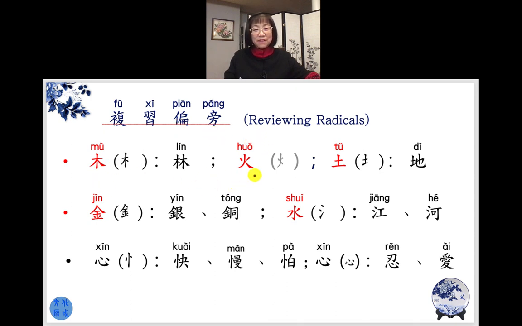The five characters in red, they are five elements. You've learned four of them. This one you haven't learned. And let's start from the first one. 木, 木, meaning tree or wood. You learned this character. We have one 木, add another 木。This is 林, meaning a bunch of trees. So you see a character with 偏旁 of 木, it usually has a meaning related to tree or wood.